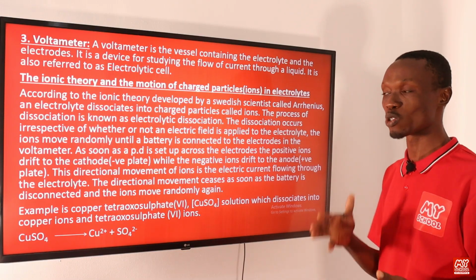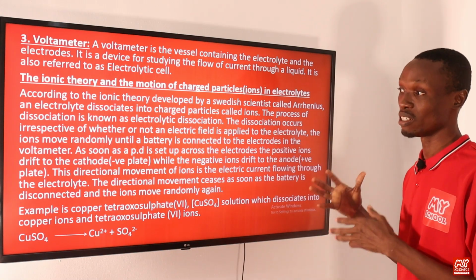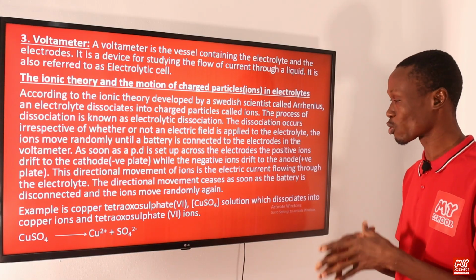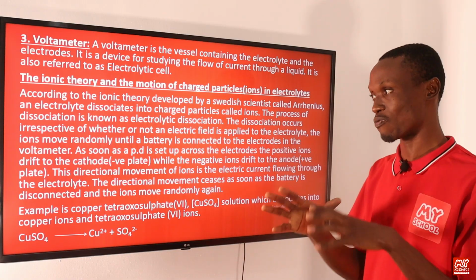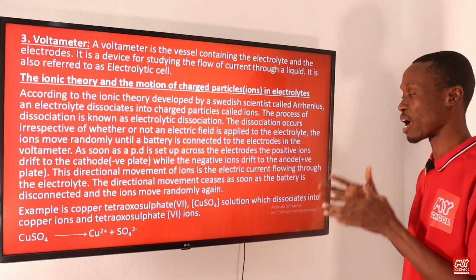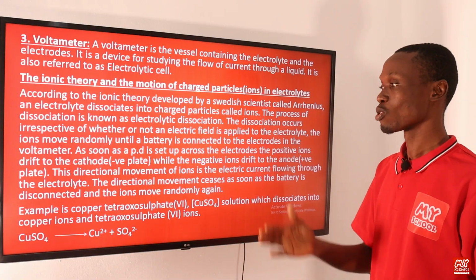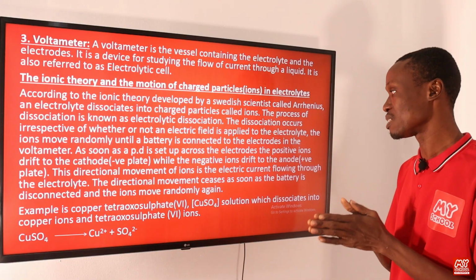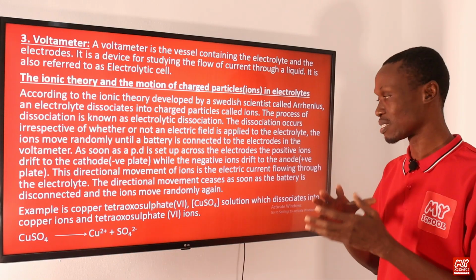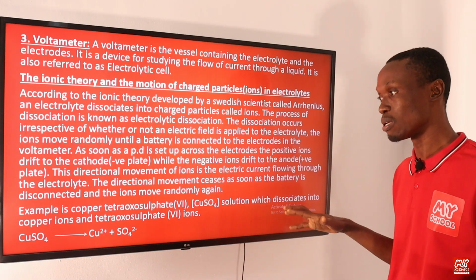In that case, the ions move randomly until a battery is connected to the electrodes in the voltameter. As soon as a potential difference is set up across the electrodes, the positive ions drift, or move, to the cathode, that is the negative plate, while the negative ions drift or move to the anode, that is the positive plate. This directional movement of ions is the electric current flowing through the electrolyte. The directional movement ceases as soon as the battery is disconnected and the ions move randomly again.